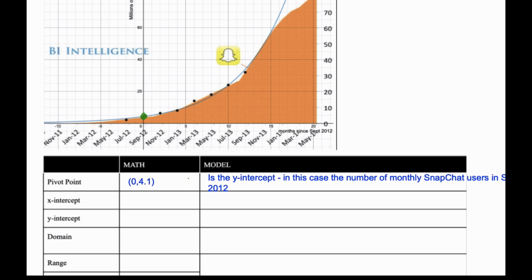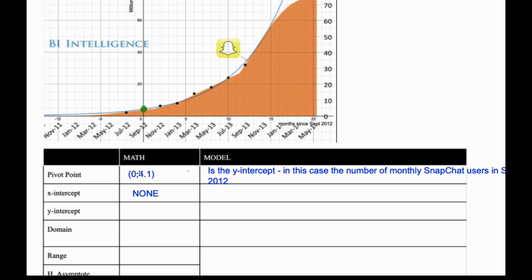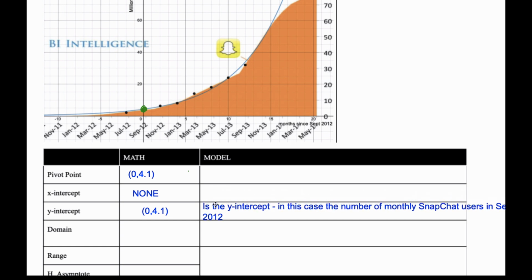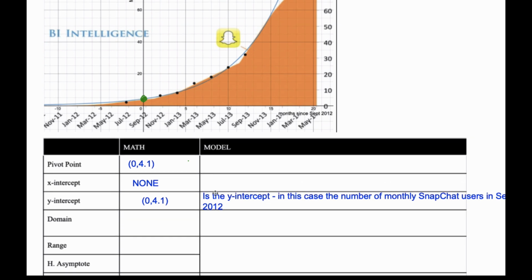The x-intercept, well, that's really quite straightforward. There are none. And it's often the case with exponential functions that there will be no x-intercepts. The y-intercept, well, it's 4.1. And again, it is, in this case, the number of monthly Snapchat users in September 2012.